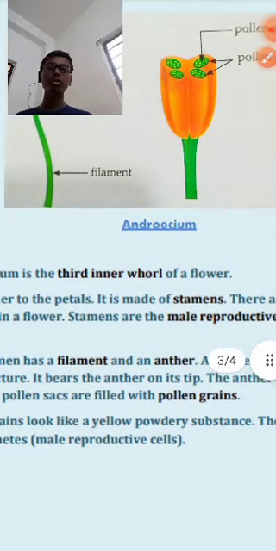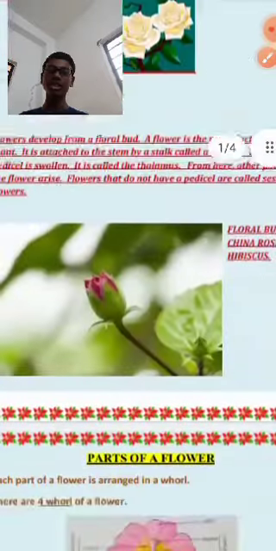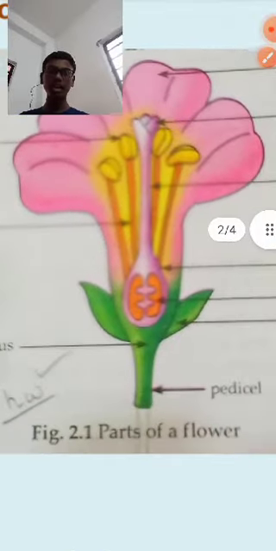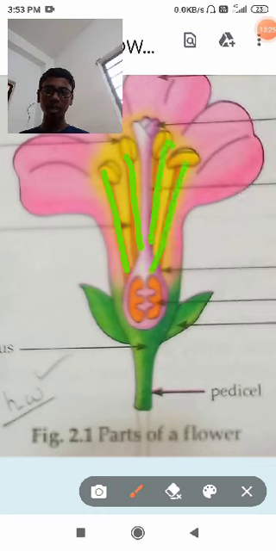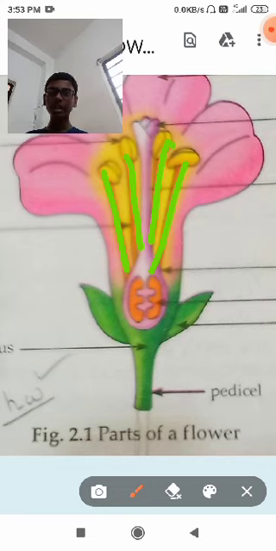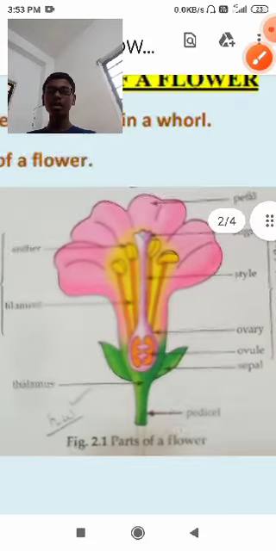Androecium is the third inner whorl of a flower. Now what is the androecium? These things are called the androecium. This time I'm just marking this one, and this one, not the middle one. The middle pink color one, you can see that is the gynoecium, that is not androecium. The two stalk-like things that are present on either side, that is known as the androecium.